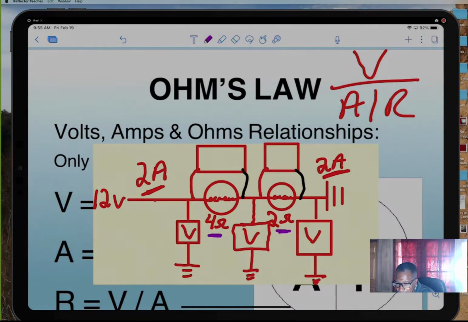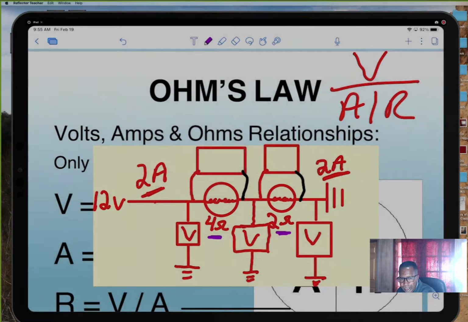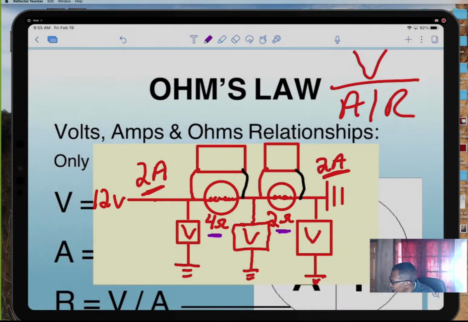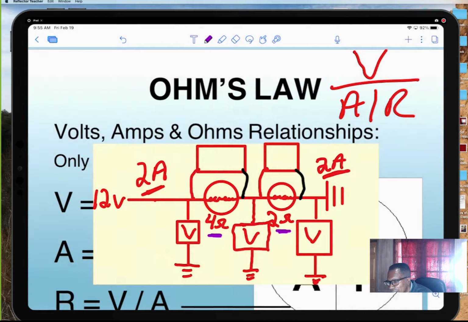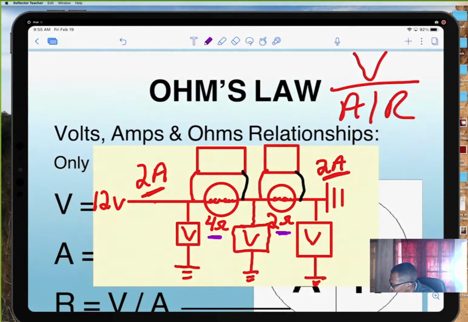The first one's using 8. The second one is 4. Okay, now how did you get the 8? 2 times 4. Now who was that saying that? Was that Ricky? Yeah. 4 ohms times 2 amps. Exactly.